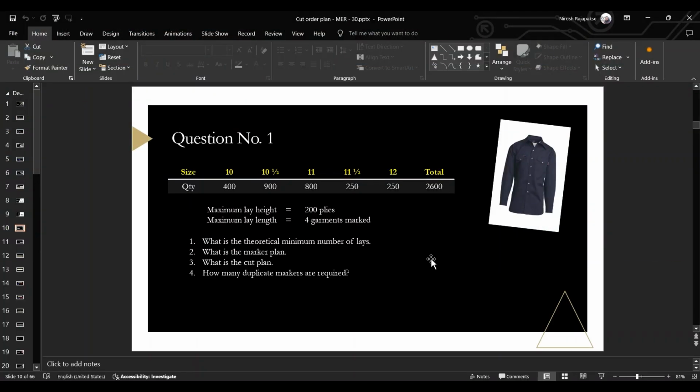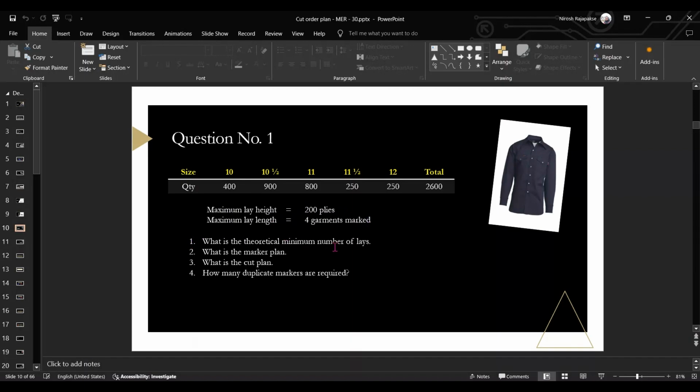Let us see some examples. We'll see what's the most efficient cut order plans for these questions. Question number 1. Here it's size 10, 10 and a half, 11, 11 and a half, 12. The quantity 400, 900, 800, 250, and 250, altogether 2600. Now this is the received order. Now we have the limitation: lay height 200 plies and maximum lay length is 4 garments marker.